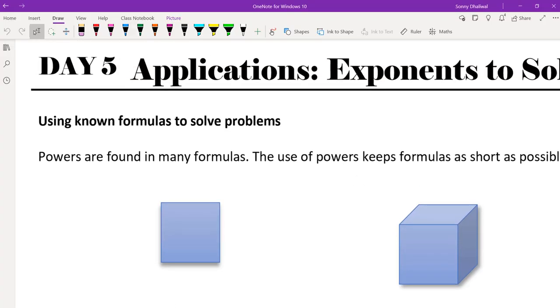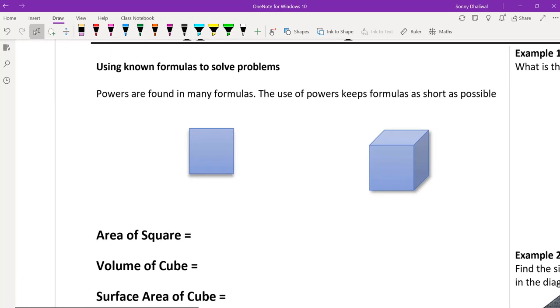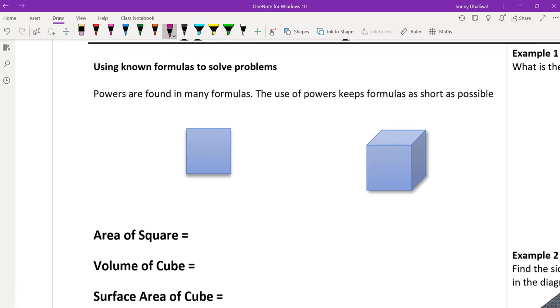Okay, so today we're going to talk about applications of exponents. And it's honestly not really anything new. You've done applications, you've done these questions before. It's just that it wasn't framed in terms of exponents. So in grade 8, you were asked to find the area of squares.